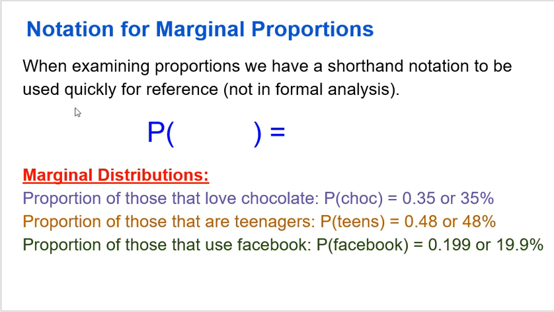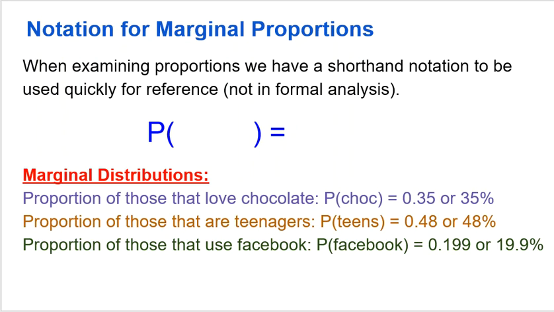So when you're examining the proportions, we have a shorthand notation here. This is just shorthand notation. This is for quick reference and for quick understanding. This is not to be used in a formal written paragraph of an analysis. So just note that, okay? This is just quick reference.